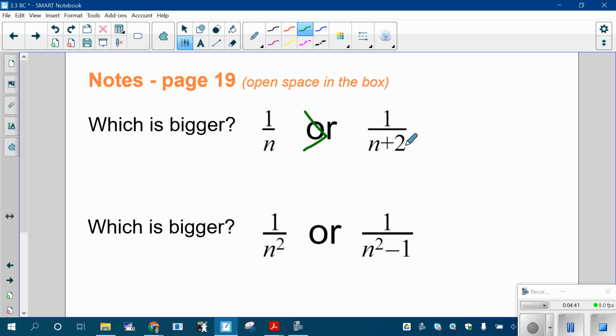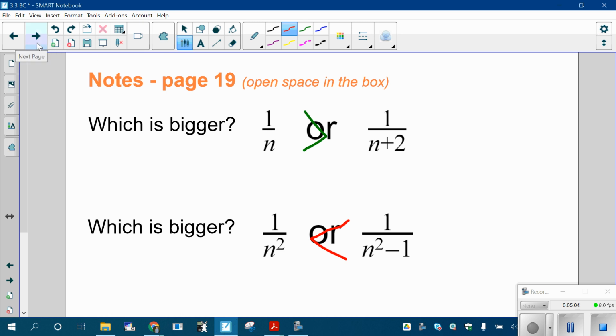Like 1/15 is smaller than 1/14 because it has a bigger denominator. So a bigger denominator makes you smaller. You guys know that, but I just want to make sure you don't get messed up with it. This one has a bigger denominator than this one, so it's the smaller one. Bigger denominator is smaller.